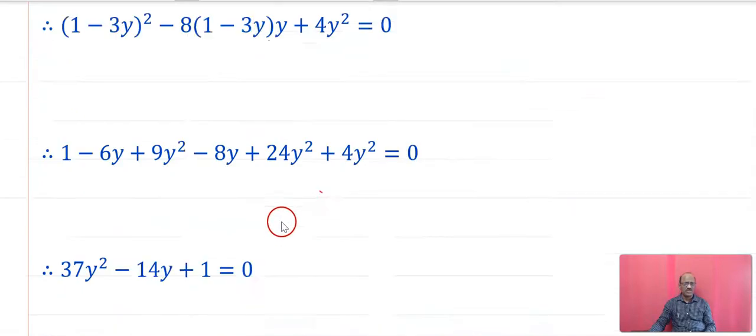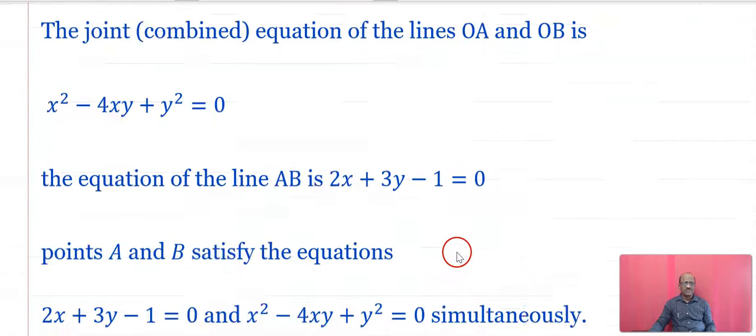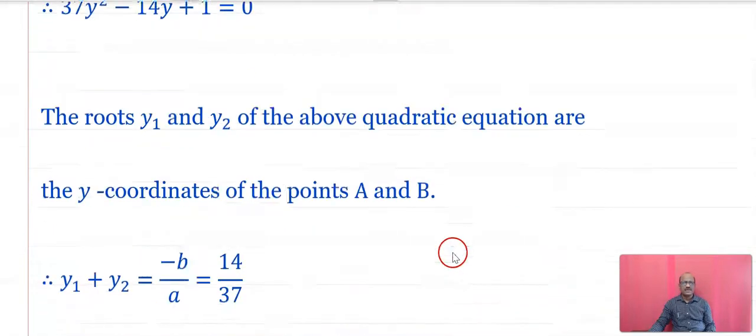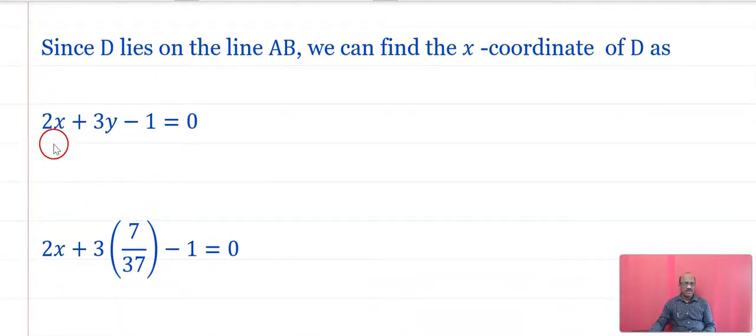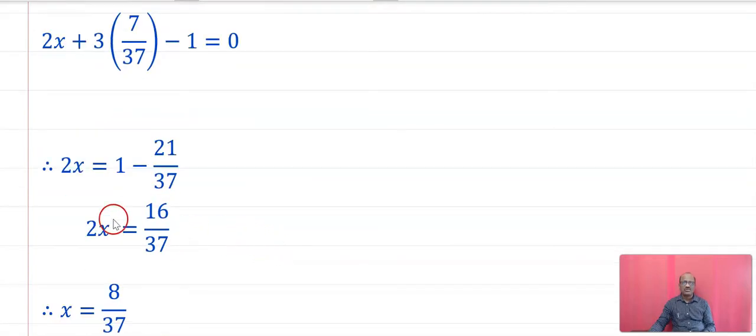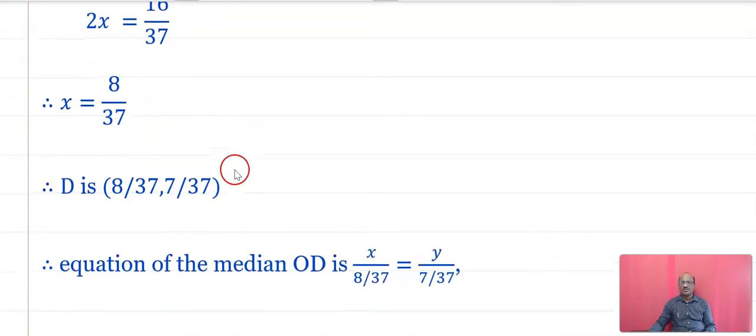Now this point lies on that line. Which is the line? This is the line. If we substitute y is equal to 7 upon 37, then you will get the value of x. That is 2x plus 3 times 7 upon 37 minus 1 is equal to 0. Therefore 2x is equal to 1 minus 21 upon 37. If you simplify again, then you will get 2x is equal to 16 upon 37, and then x is equal to 8 upon 37. And hence the coordinates of D are 8 upon 37, 7 upon 37.